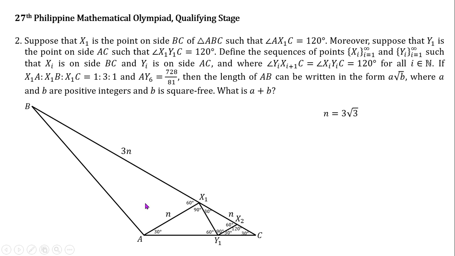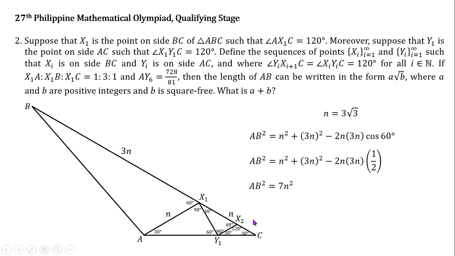Let's focus our attention on this triangle. By using the law of cosines, we can easily create an equation involving AB and n, right? So by using the law of cosines, we have AB squared equals n squared plus the square of 3n minus 2 times n times 3n times the cosine of 60 degrees. Let's simplify first the right-hand side. We must get AB squared equals 7n squared. By extracting the square root of both sides, we have AB equals n square root of 7.